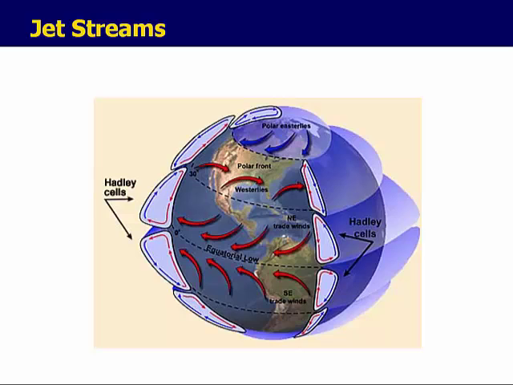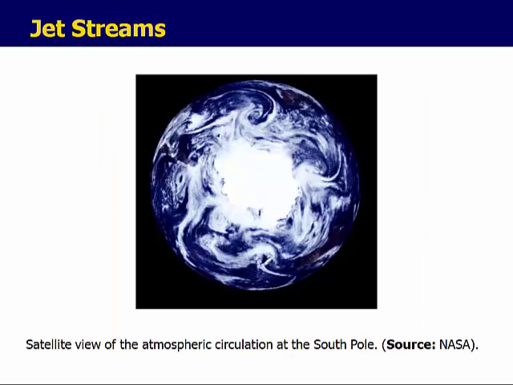This is a picture in 3 dimensions that show these cells and the air movement from high to low pressure, and the Coriolis effect that shows how this creates some rotational movement. And the picture from space is really dramatic of these. So this is a satellite view of the atmospheric circulation at the South Pole. And you can clearly see this rotational movement within each of the cells near the pole.